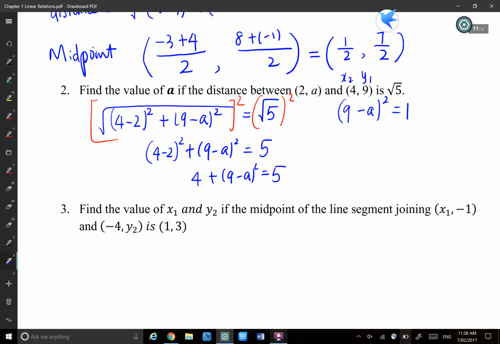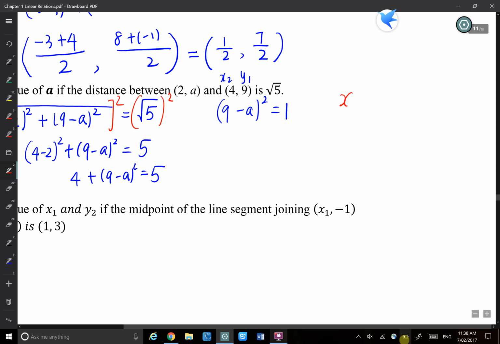Something squared equals 1. What should that thing be? 1 or -1. Okay, I should have 2 solutions. Something squared equals a number. So the thing I want to say here is, if you have x squared equals A, your x will equal plus or minus root A.